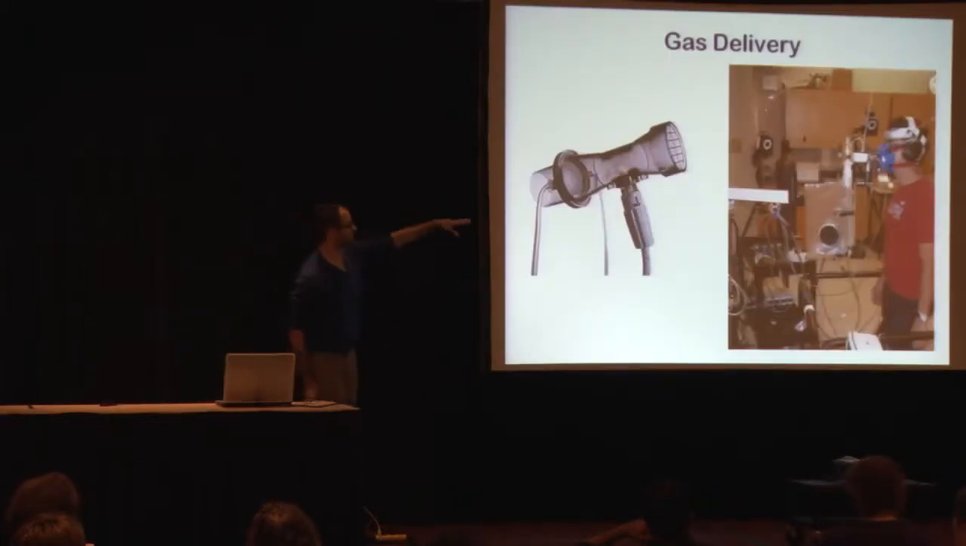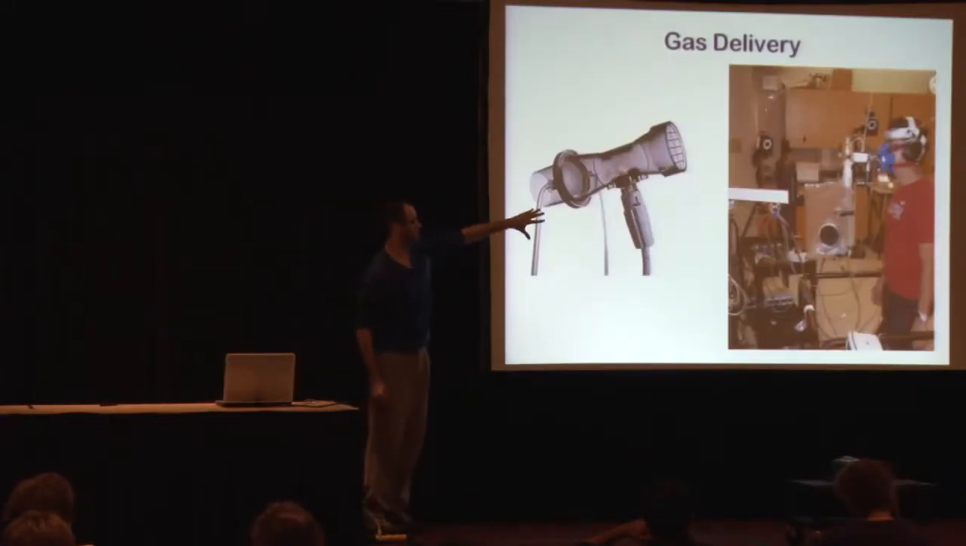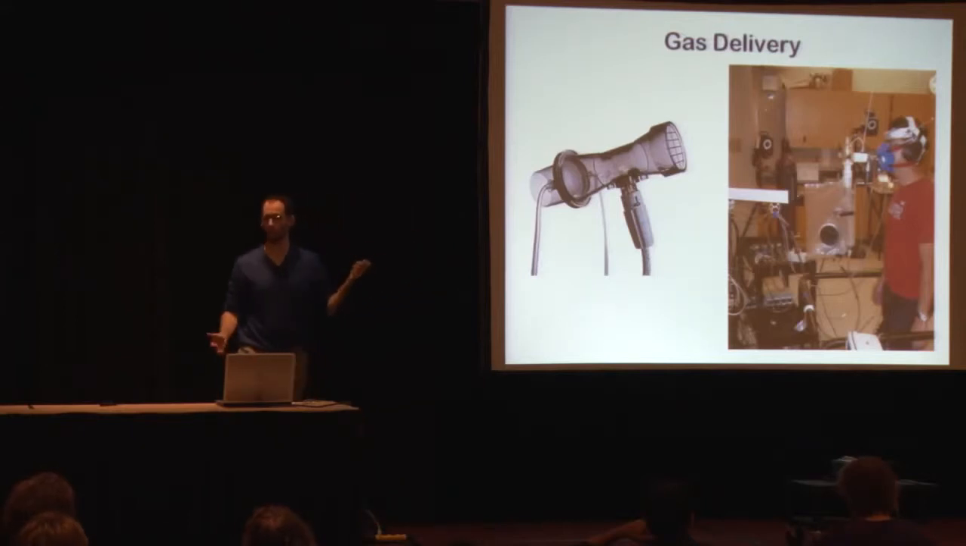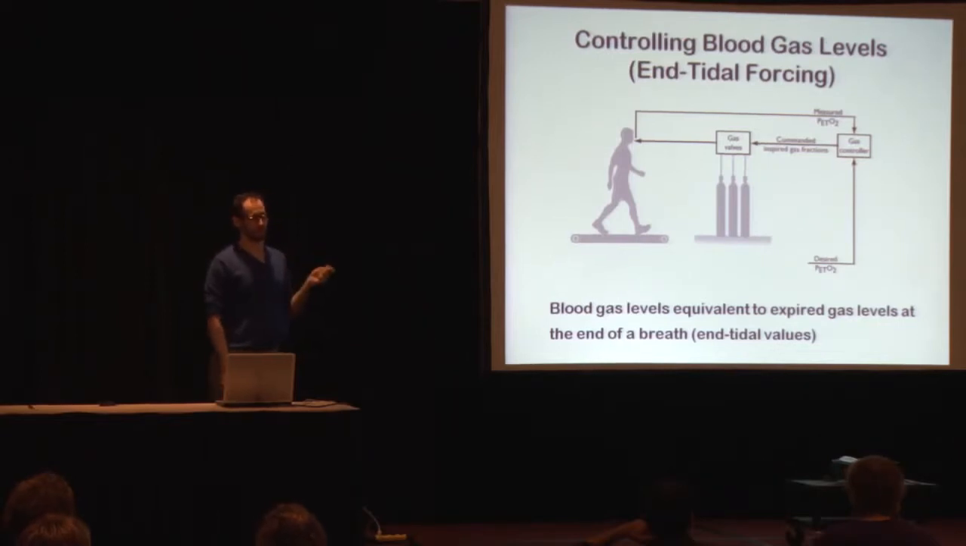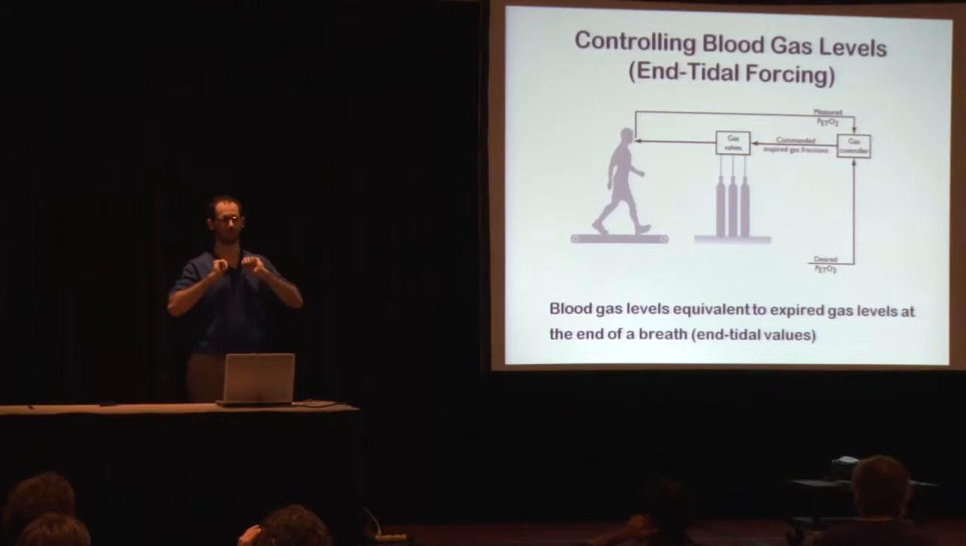Okay, so here's a picture of that flow sensor that's embedded between the valving and the mask. And we're using that to measure flow rate and measure the gas exchange. So we want to control blood gases, but we can't measure that directly. But luckily enough, the air that you exhale, at the end of your exhale, was the air that was in your alveoli exchanging with the blood.